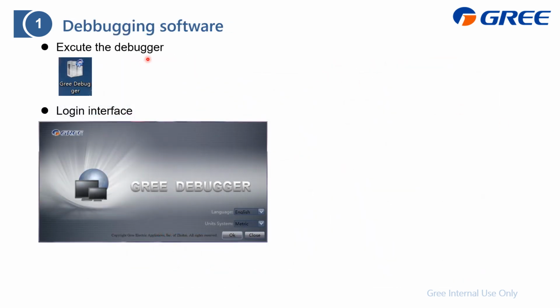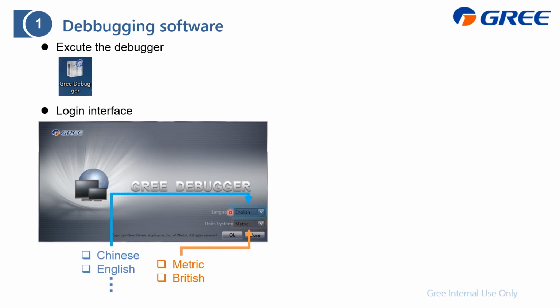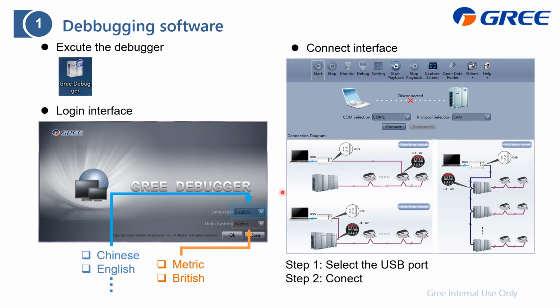And here is how to operate the software. Just click this icon, and then it will display this page. And here you can select the unit and also select the language. After that, we go to this page, and from here, this is the computer and this is the GMV system. First select which COM port. After that, click connect. Then you can connect this computer to the GMV system.